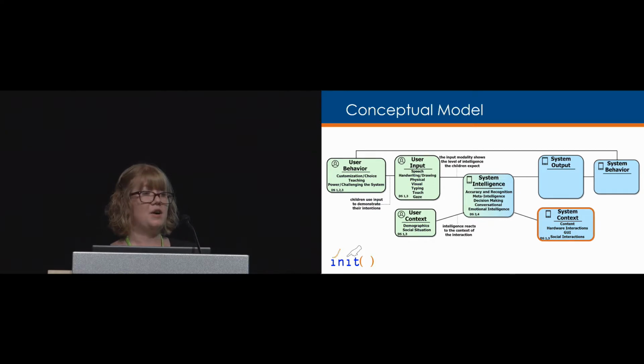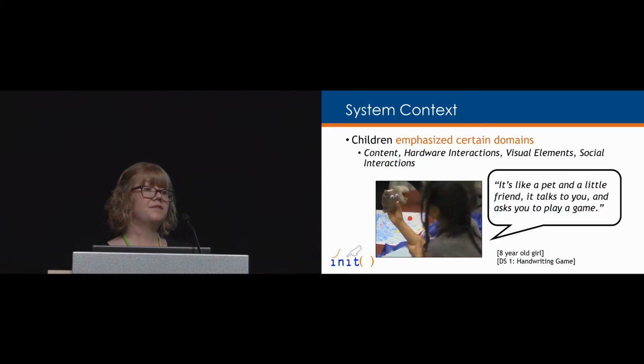The next theme we saw was system context. The children really emphasized certain domains in their designs. We saw that the children considered content as a base of their design. We saw children design science games or games with fighting aliens and painting games. So they really used content as a base of their designs. We also saw that children designed ways to use hardware to provide feedback and interact with the system, such as using a gavel to tap once for yes or twice for no.